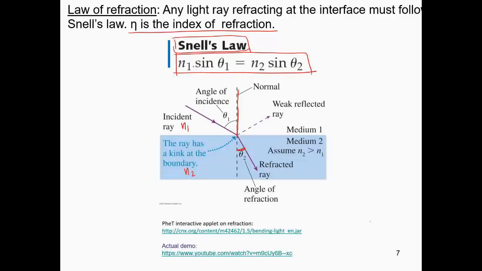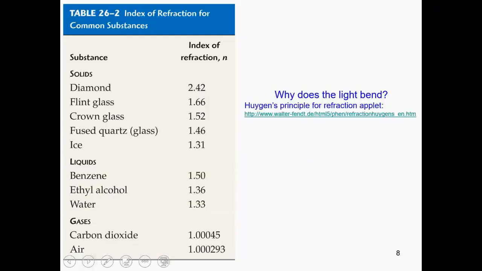Light bends when it passes from, say, air to glass or air to water, and the other way around. So remember n1 and n2. n is the index of refraction of light, which depends on the medium. And you can clearly see the different indices of refraction for different materials. The common material is water.